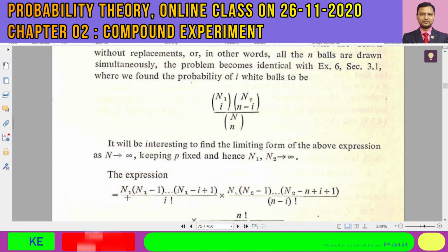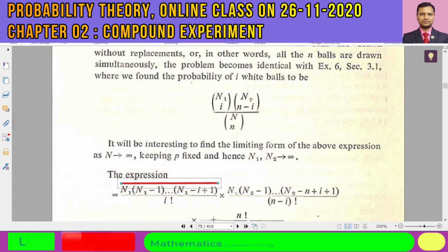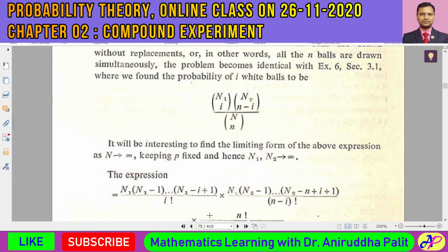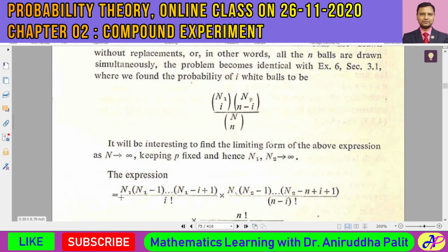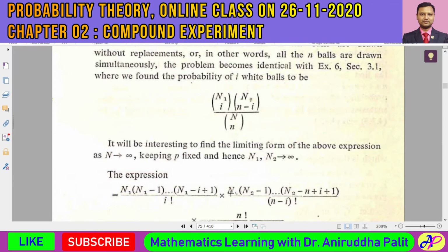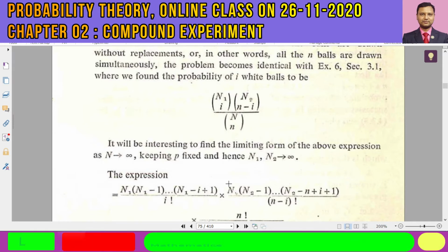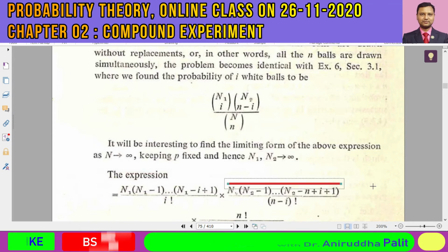Actually, in this total product, all we have is i number of different factors starting from n1 up to n1 minus i plus 1. We have altogether i number of different factors in the numerator. Similarly, in this numerator, we have again n minus i number of different factors.